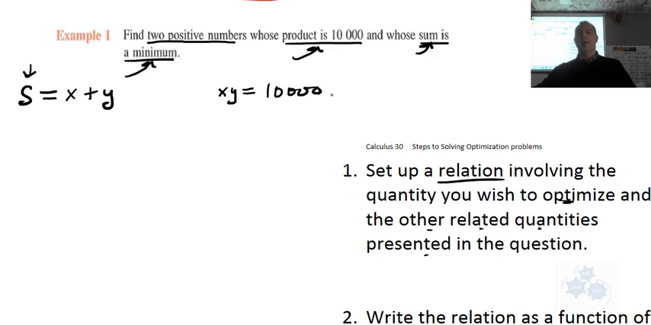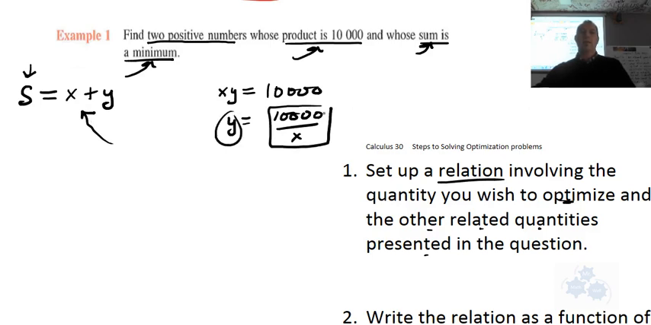And so how does that help us? Well, if we solve for one of the variables, we now can write this initial relation as a function of just one variable. So watch this. If I know that y in this question equals 10,000 over x, then guess what?